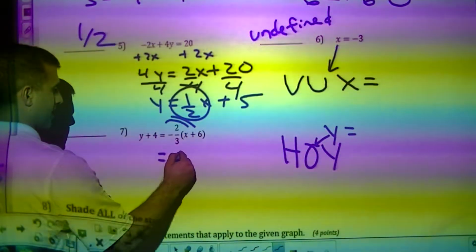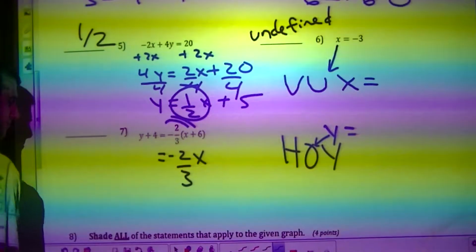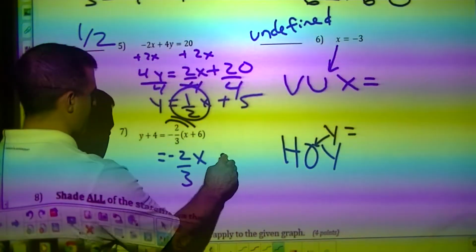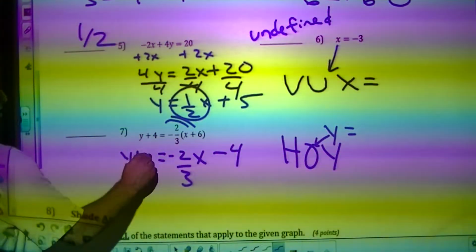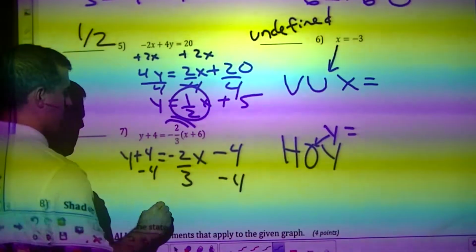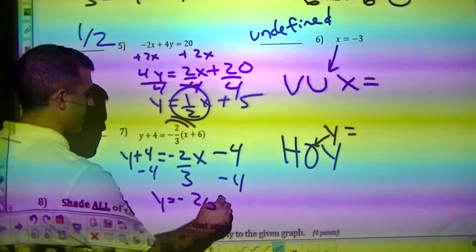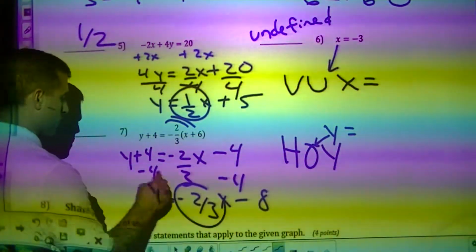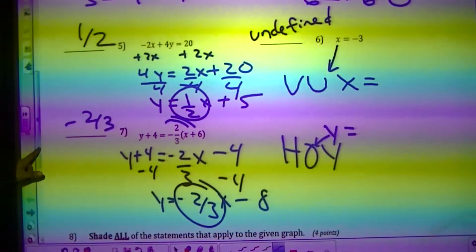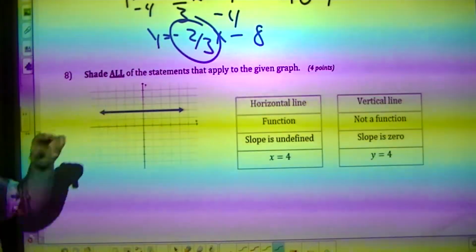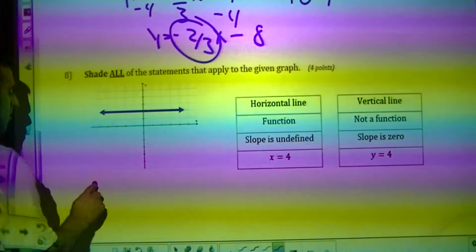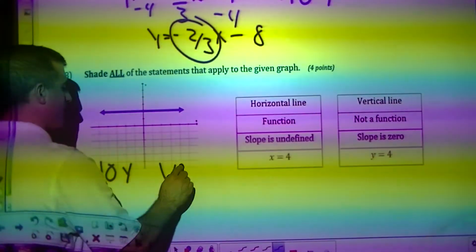On number 7, I'm just going to go ahead and multiply that. That's going to be -2/3 x. That's going to be -4. Subtract 4. That's y equals -2/3 x minus 8. All I need is the slope, so I got -2/3 as my answer. Okay? What are all those? Is that a HOI or a VUX?